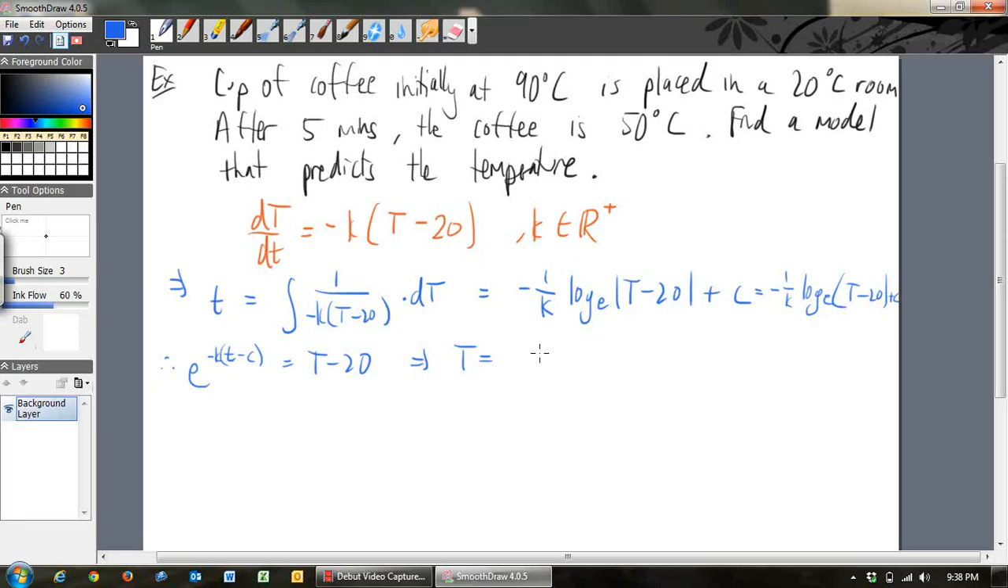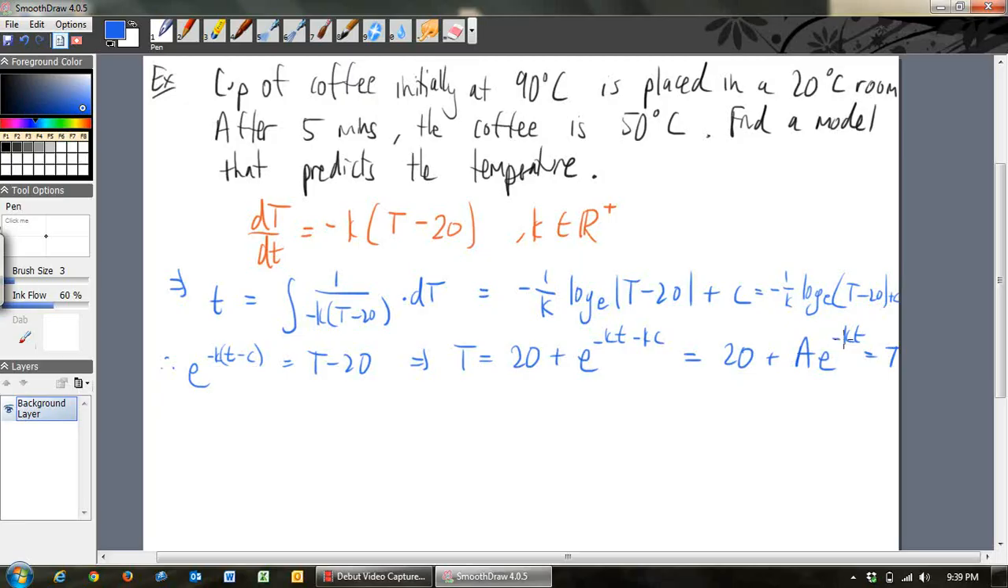So therefore, T is equal to 20 plus e to the negative kt minus kc. And what that is equal to is 20 plus A e to the negative kt. And if I had more space, I would write where A is equal to e to the negative kc. But a lot of people don't do that. Please do that. I'm going to run out of space if I don't. So sorry about that. I would write where capital A is equal to e to the negative kc, this part here. I'll put that down. Okay, so there's my T, my capital temperature.